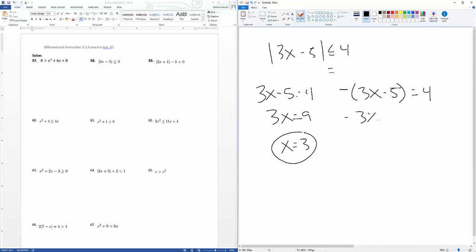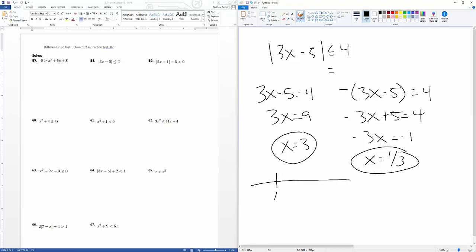For this one, subtract 5, divide by 3. So those are our two boundary points. So now we need to put them on a number line. 1/3 and 3. It says equal to, so we represent that with closed circle.